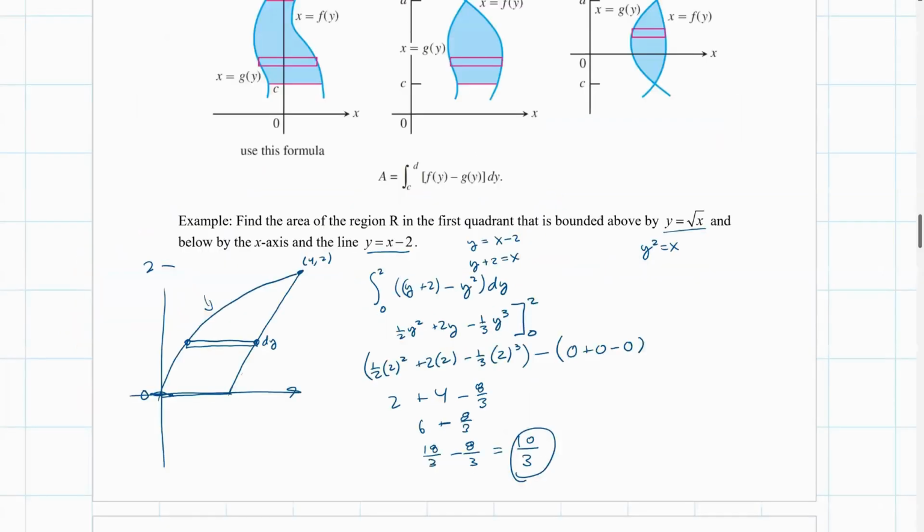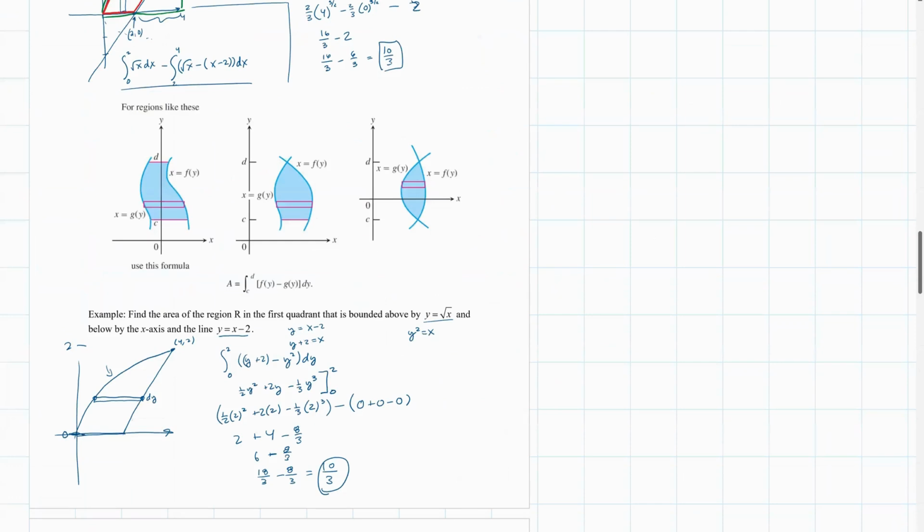And of course, we're happy to see that because that's exactly the same answer that we got when we did it in the dx orientation. It's my belief that the dy orientation in this problem was a little easier.